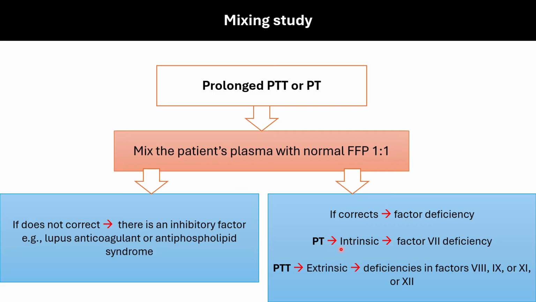If you have prolonged PT that is correcting, this means there is a problem in the extrinsic pathway. Most commonly, you will have factor 7 deficiency. If you have prolonged PTT that is correcting, there is a problem in the intrinsic pathway. So it will be a deficiency in either factor 8, 9, or factor 11 or 12.